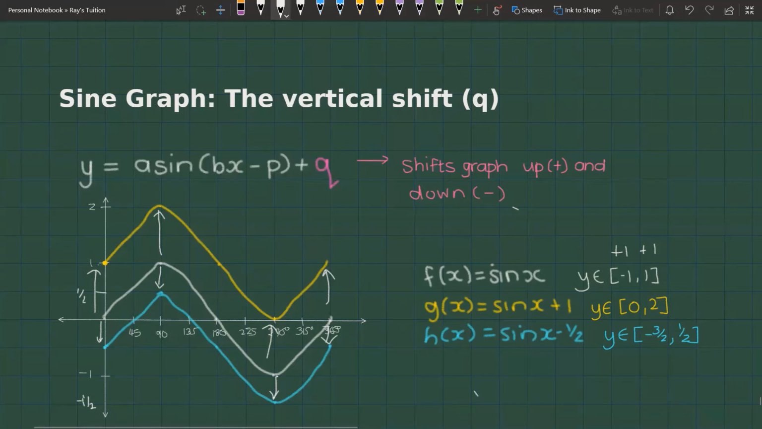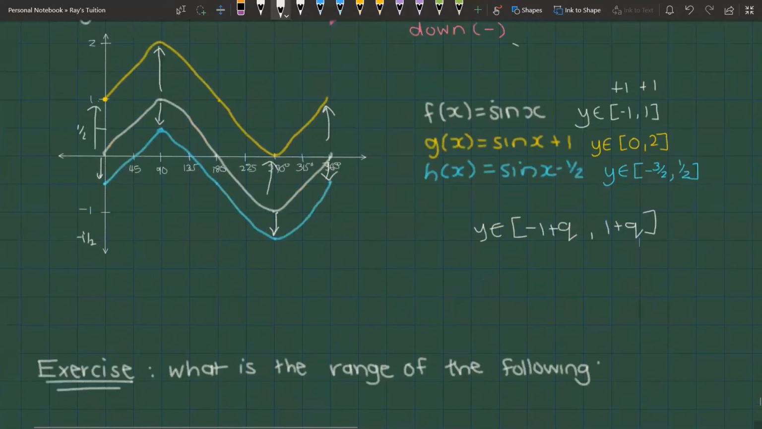So in general, the range changes to y is an element of [-1 plus q; 1 plus q]. So we add or subtract the q value, which also shifts our range up or down.